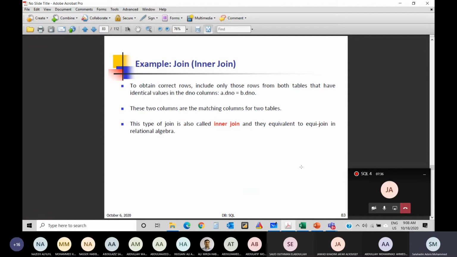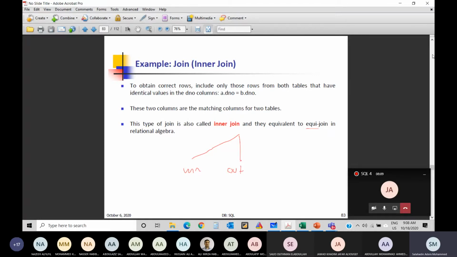Now, what I showed you is called inner join. There are 2 kinds of joins: inner join and outer join. Inner join, also called equijoin, means that you have to be in both tables. If you are not in both tables, you will not appear in the output.